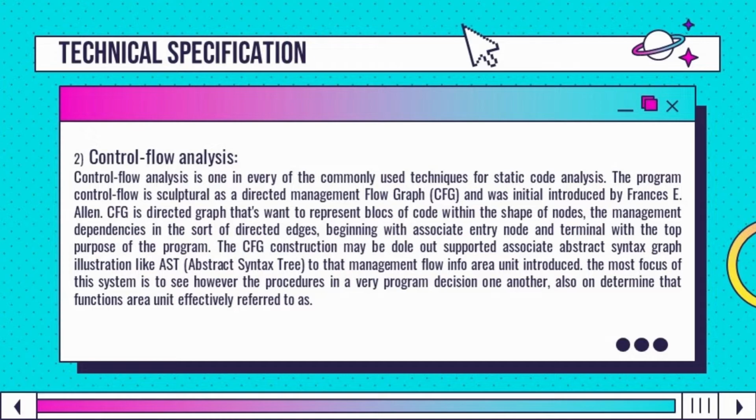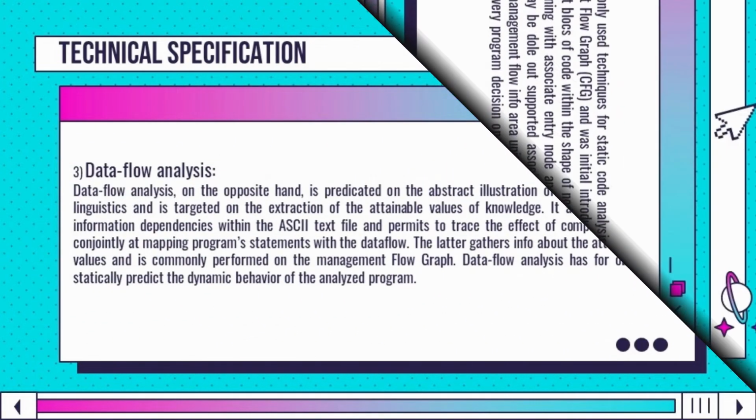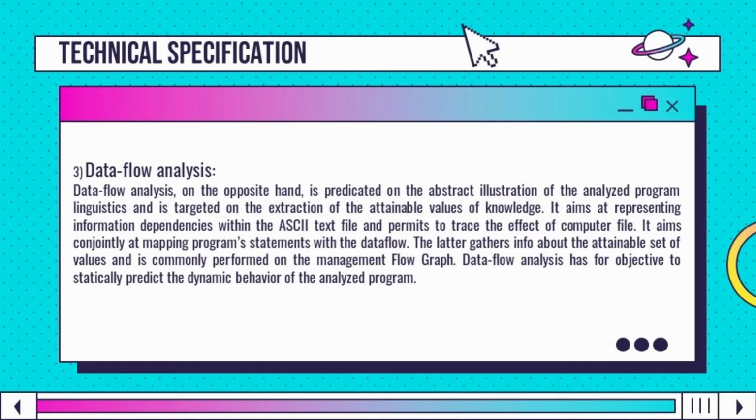Allen. A CFG is a directed graph that represents blocks of code in the shape of nodes. The control dependencies are shown as directed edges, beginning with an entry node and terminating with the stop point of the program. The third one is data flow analysis.